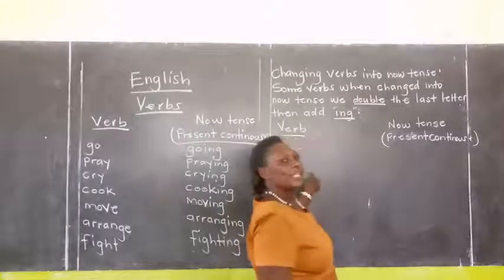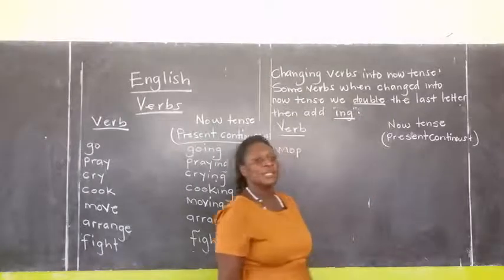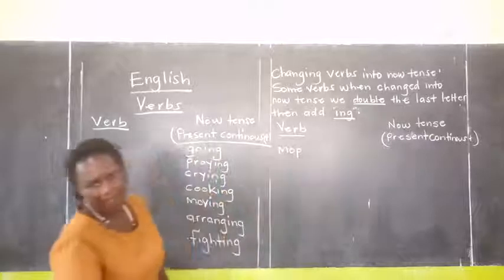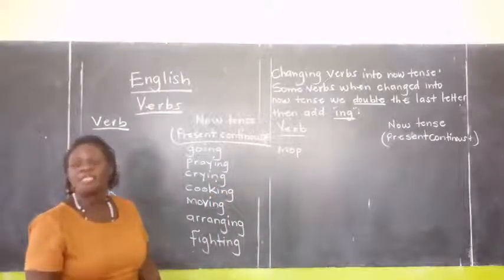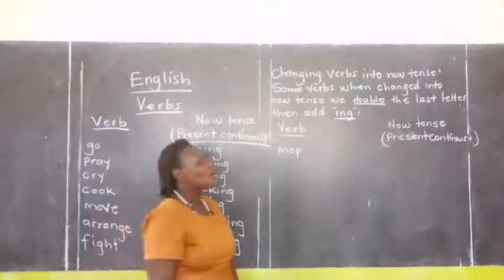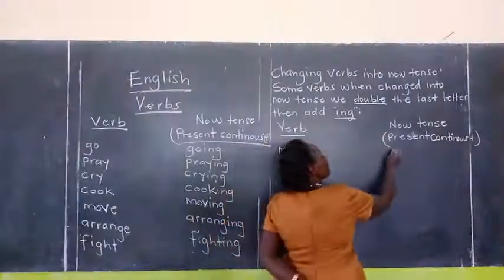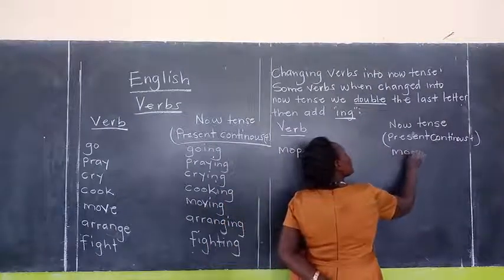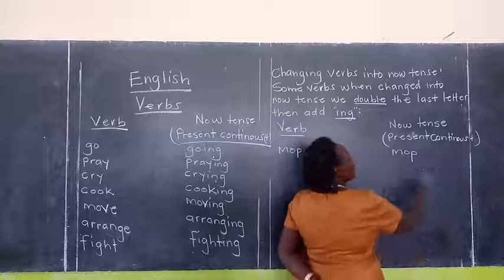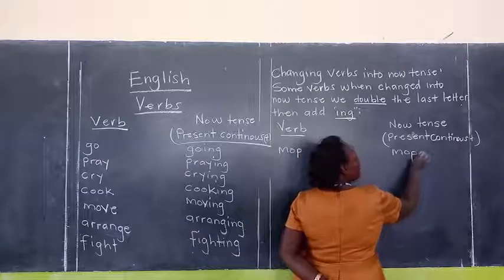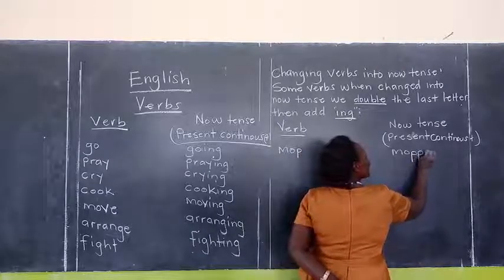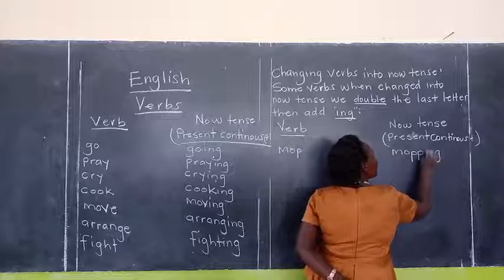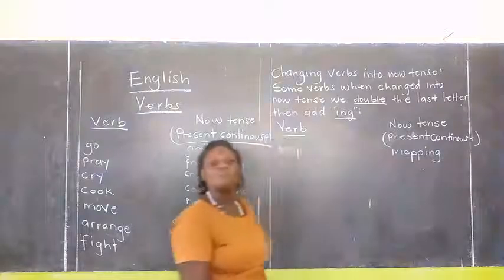Then its now tense is mopping. You first write your verb mop. Then you double this last letter by adding another P, then ing.